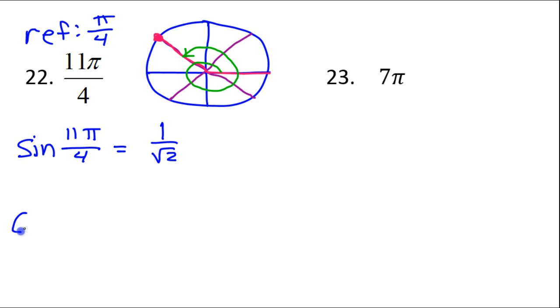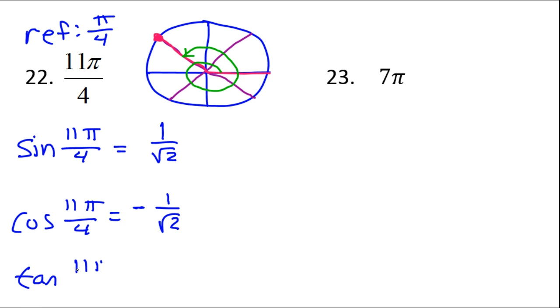Now how about cosine? Cosine of 11 pi over 4. Oh, what's the cosine of pi over 4? Well, that's also 1 over radical 2. Do I need a negative sign on it? Yes, in this quadrant cosine is negative. And how about the tangent of 11 pi over 4? Well, tangent is sine over cosine. These will cancel each other out completely and just make 1. But since this is positive and this is negative, it will be negative 1.